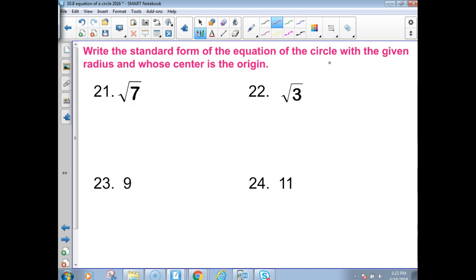Okay, standard form with a center at the origin. We already went through those. X squared plus y squared equals r squared. So the first one is x squared plus y squared equals 7.